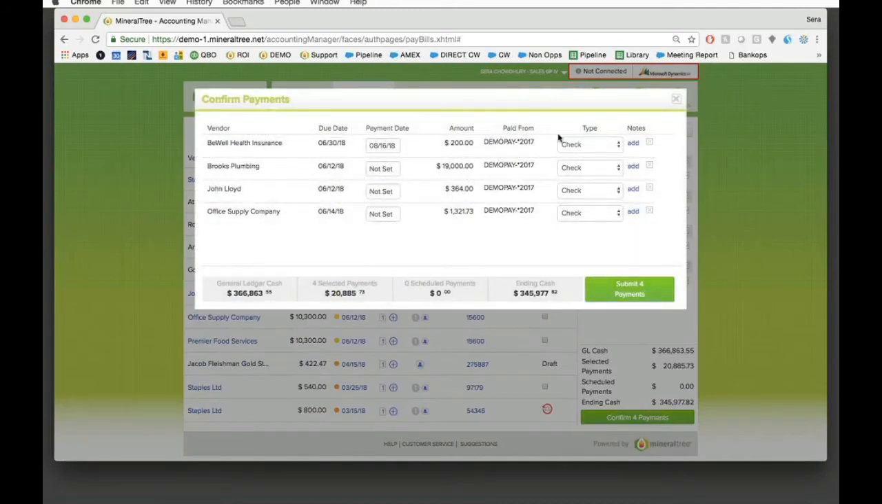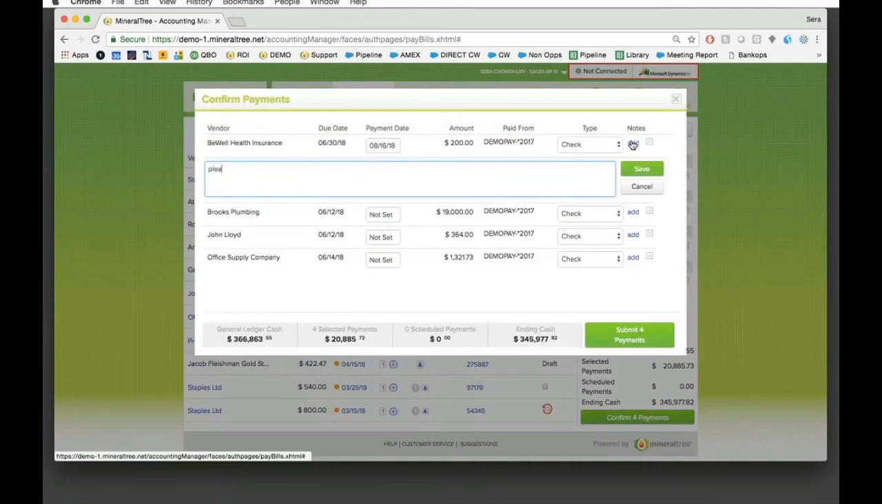You can choose the payment type. It looks like we only have one payment type set up in this demo account, but we do have check, ACH, virtual card, whatever you prefer set up in our system, so you can pay your vendors regardless of who they are and how they get paid in one process. You can add notes for the CFO, so you can say, please pay ASAP.